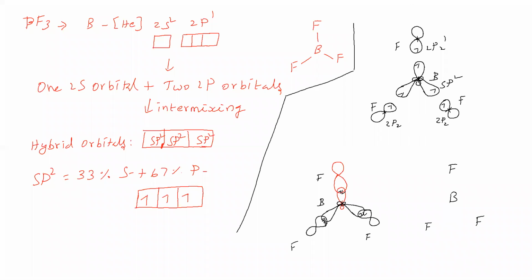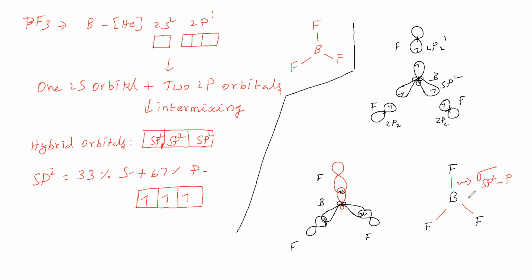The bonding we have to give here: 1 sigma bond. Similarly, here 1 sigma bond, here 1 sigma bond. This sigma bond is formed by overlapping between boron sp2 orbital and fluorine p orbital. Similarly, this sigma bond, this sigma bond. All the sigma bonds have the same nature. Okay. This shape is trigonal planar. Bond angle is 120 degrees.